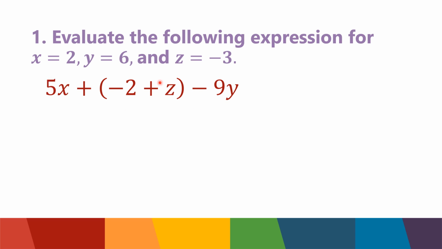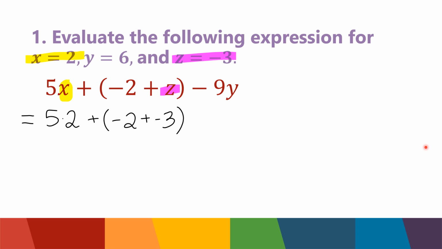All right, so let's start plugging stuff in. So we have 5 times x, right? What was x supposed to be? X was 2, right? So replace that x with 2. So 5 times 2. Right, moving right along. Next we have z. We need to plug in -3 for z. So we have plus, parentheses, -2 plus -3, close parentheses. Then we have minus 9 times y. Y was 6. So let's plug in 6 for y. So that's minus 9 times 6.